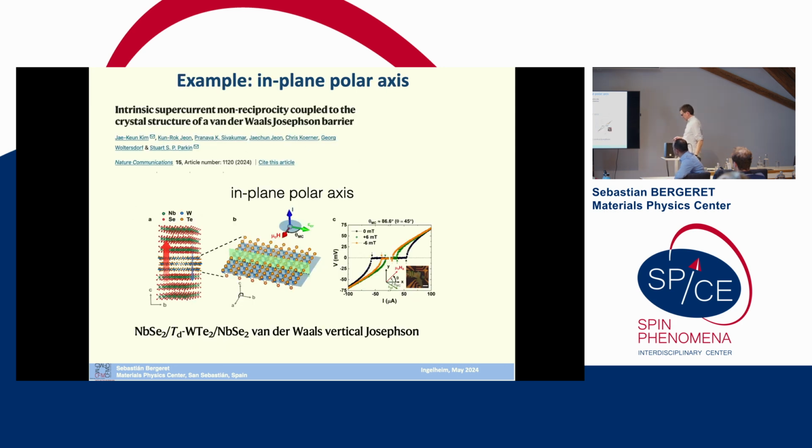There is another very interesting experiment by Stuart Parkin using tellurides. They have a polar vector in plane, meaning now they are allowed for a diode effect in vertical junctions and not lateral junctions, as I showed you.